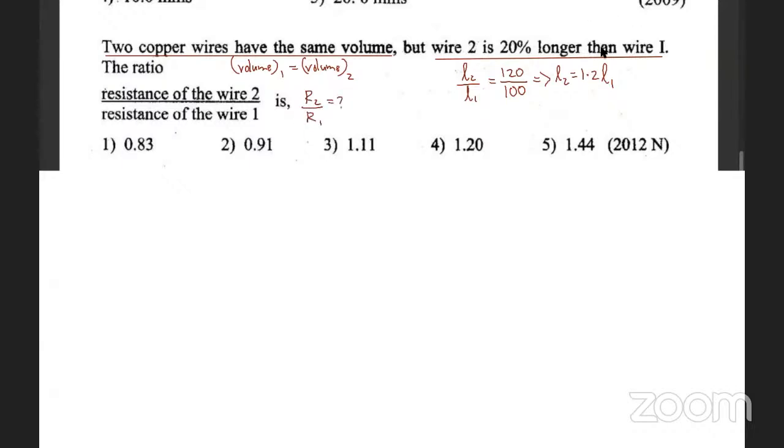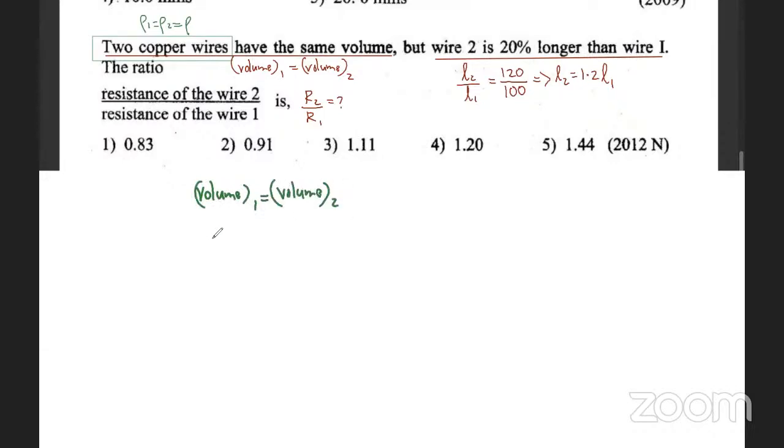Two copper wires, I forgot that part. What does it tell you? When you say two copper wires, it means both of them have the same resistivity. Rho 1 and rho 2 are the same, let's say they are rho. Two equations must be taken into consideration very quickly. One is the volume. We know the volume of wire 1 is equal to the volume of wire 2.